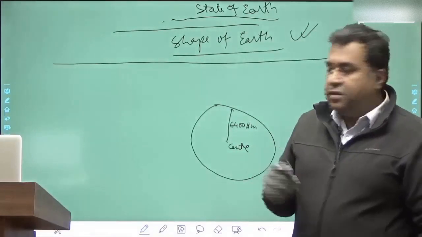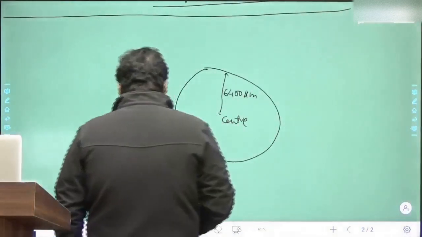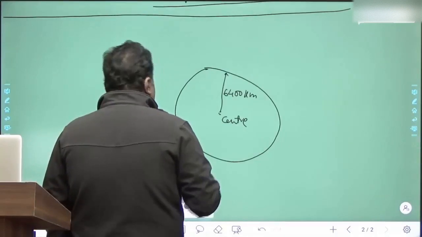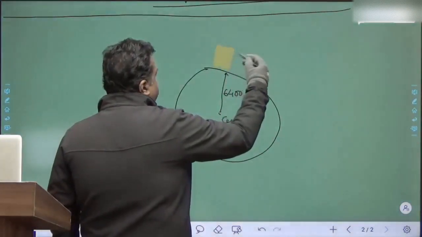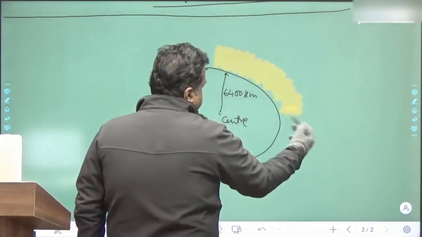The distance from the center to the surface of the earth is around 6,400 kilometers, and the atmosphere that we have around the earth. What is the thickness of the atmosphere that we have around the earth? Atmosphere.